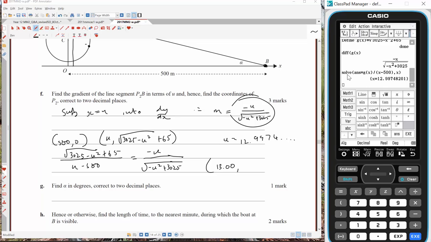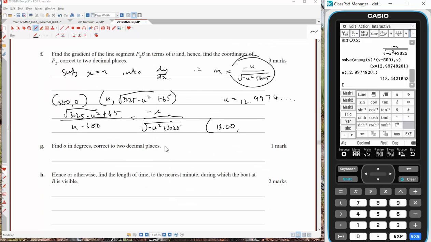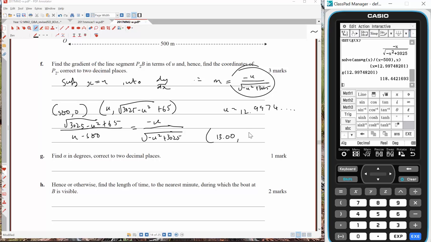And what we'll do then is we'll slam this number here into g of x. So we'll do g of this value to get v. And it's 118.44, correct to 2 decimal places. So making sure that you're using the most exact form to sub in. Don't sub in the 13.